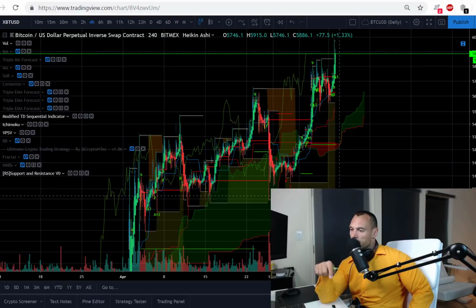So basically, you enter that zone, you have your entry in that zone. If it crosses that zone, it stops you out, but everything's fine. Maybe it's just a 1% stop loss, and then you look for something else.